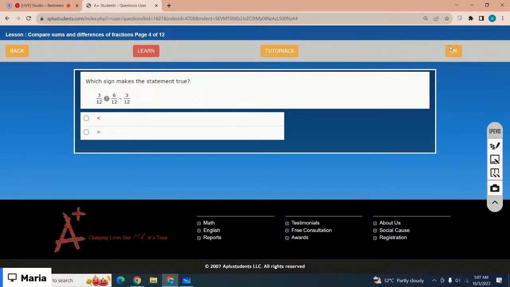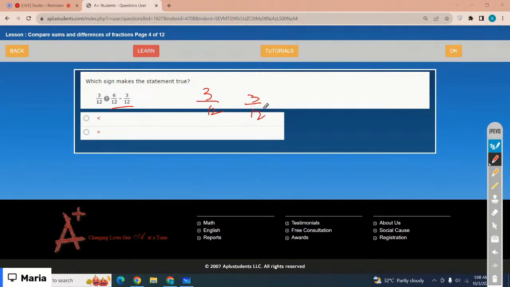3 over 12, you have to compare it to 6 by 12 minus 3 by 12. So which is the correct option? 6 over 12 minus 3 over 12, they have like denominators, just subtract the numerators, right? 6 minus 3 is 3 over 12. So both sides are exactly equal, right?